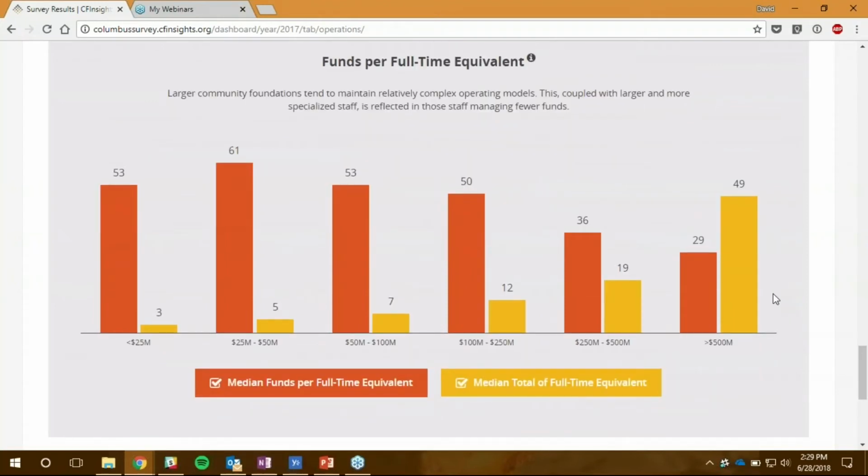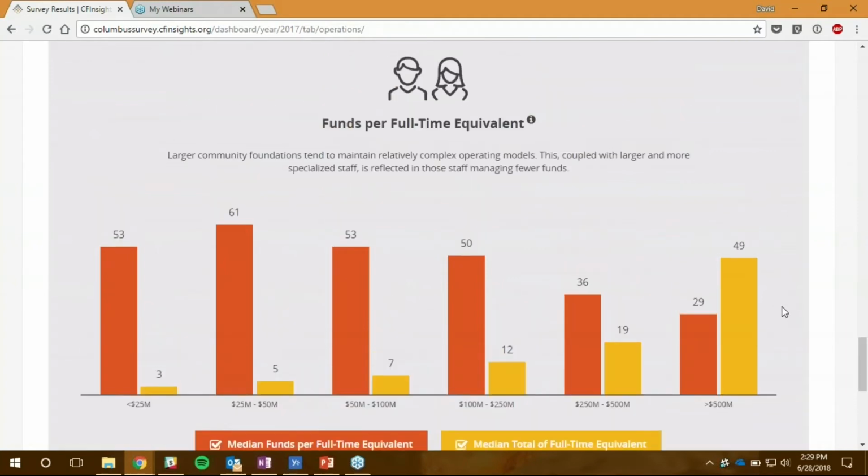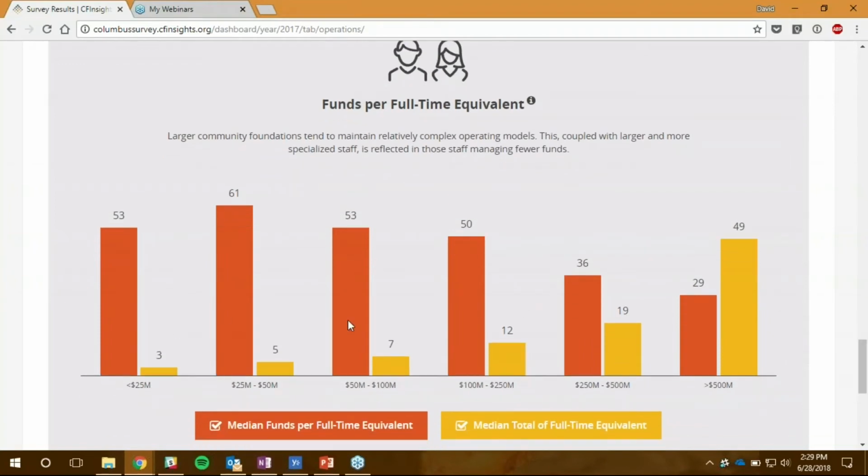And finally, a look at funds per full-time equivalent. There's a clear pattern here. I barely even have to describe it, but as you go up in community foundation asset size, you start to see two things happen. One is that you have more staff. These community foundations that are larger tend to have more complex operating models and therefore need more staff to manage those models. You also start to see the funds managed per staff member go down as you increase in asset size, with a little bit of a blip here between under $25 and $50 million.